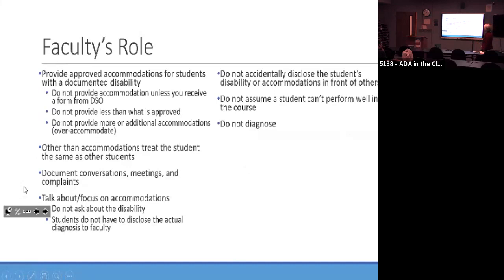Treat students the same as all the other students, except for the accommodation. That's the only difference. Document any type of conversations, meetings, and complaints. So anytime you have a conversation, so you were talking about the read aloud. Let's say I have read aloud, you offer it to me, and I don't use it on the test, if it were me, I would just jot that down real quick, just so I would remember.